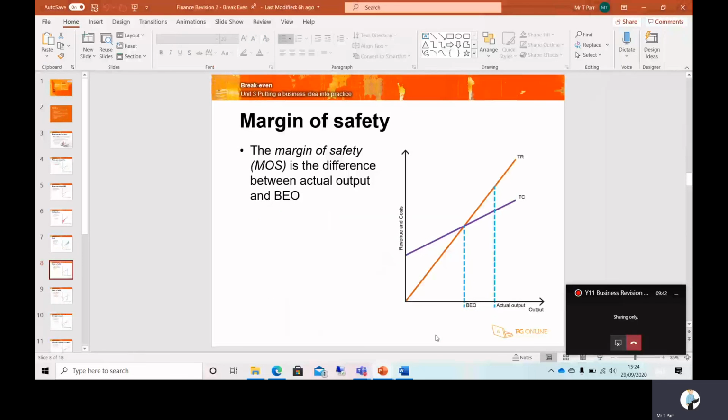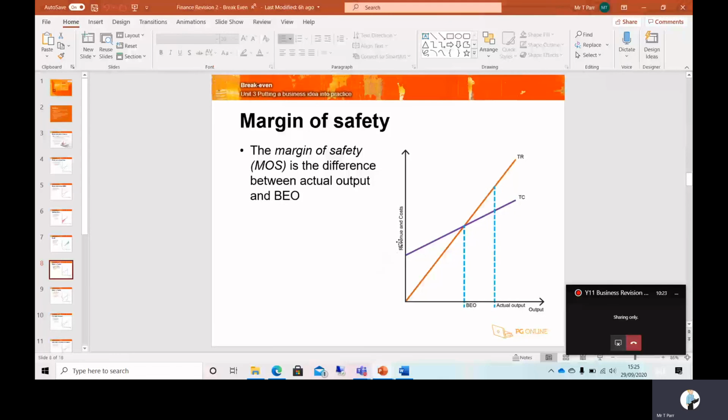So this is the difference between your actual output, the number of shoes sold, compared to your break-even output. Okay, so we've got an example here. We have our break-even output there, and then our actual output is here. So let's say our break-even output in this particular example is 100, and what you actually find out is you sell 150. So that's our actual output. It is the difference between these two numbers which is your margin of safety. So your break even is 100, your actual output is 150, your margin of safety is going to be 50 units or sales.